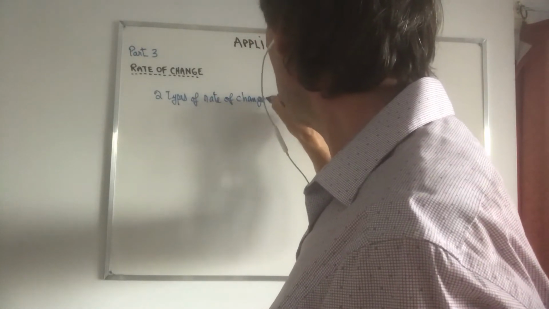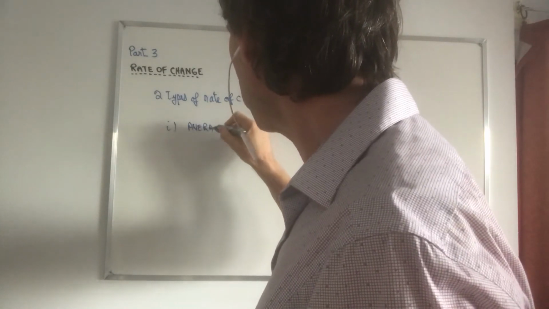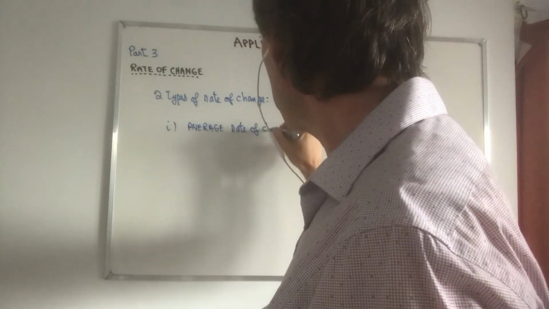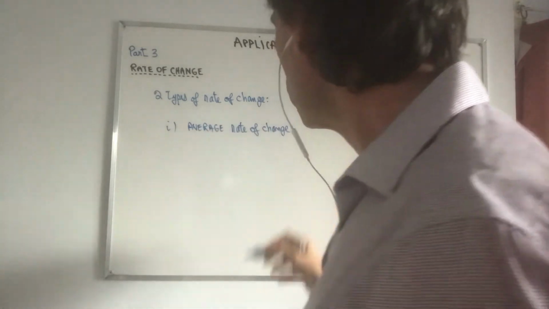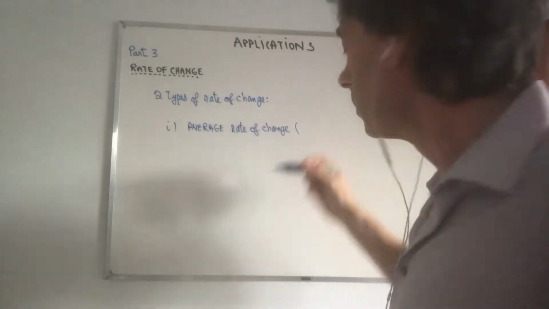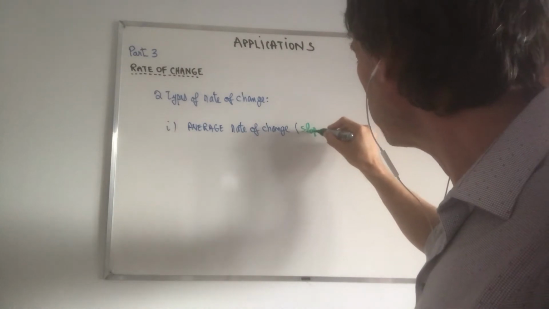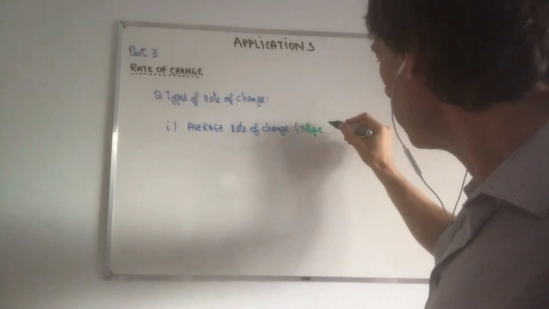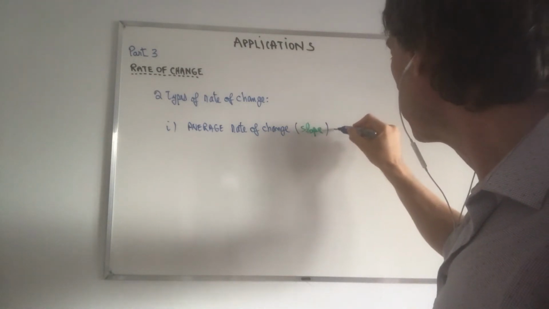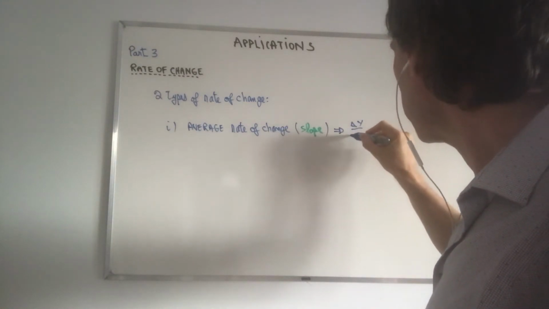We have something that is called an average rate of change, and that simply corresponds to how on average things change. It's about a line, it's about the slope of a line. So we're going to be considering this as the slope of a line, and the formula for the slope, as you know, is delta y over delta x.